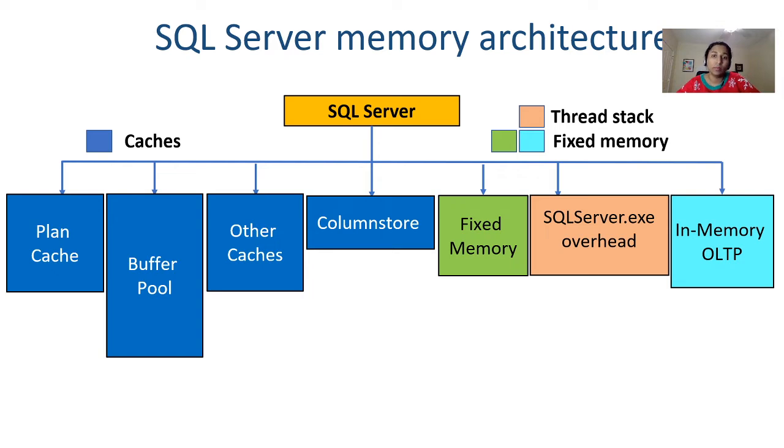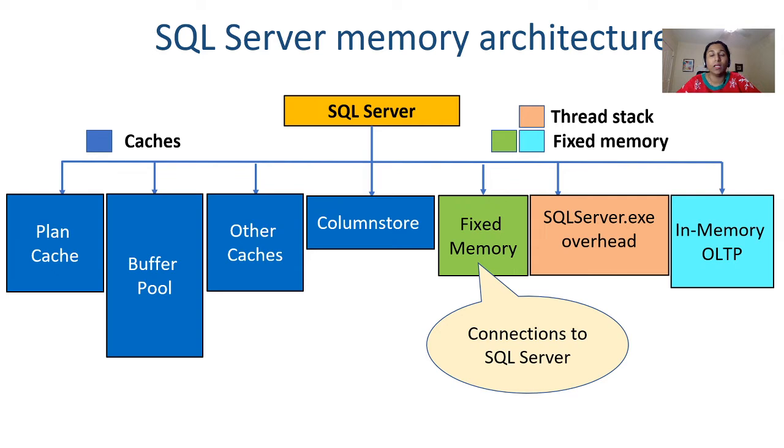But what about the fixed memory which you are seeing in the green color? Fixed memory is known as fixed because it cannot be expanded or shrunk when there is memory pressure. Now why can it not be expanded or shrunk? Because there is no backing mechanism in it, right? But what kind of things will be stored inside this fixed memory? The connections to the SQL Server, the memory grants for the hashes and sorts, those kinds of things will be used in the fixed memory. Now less than 1% of the memory will be allocated for this fixed memory.